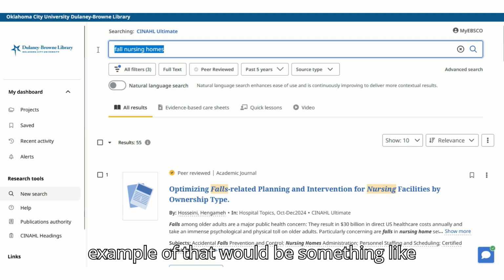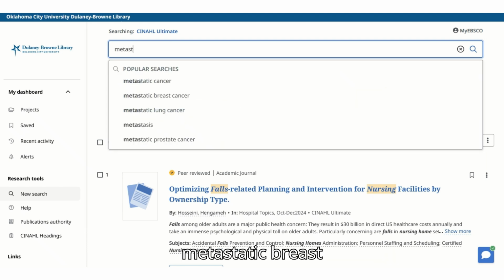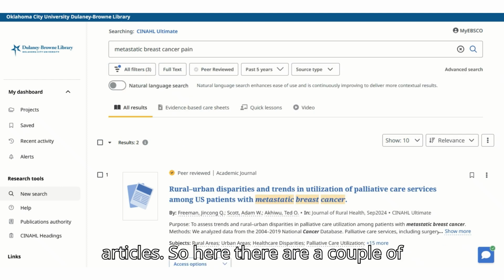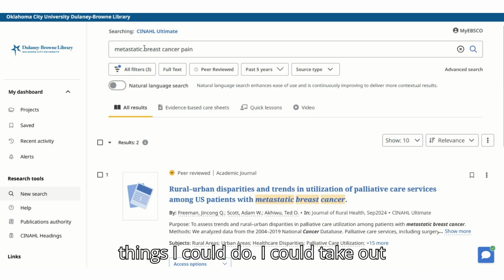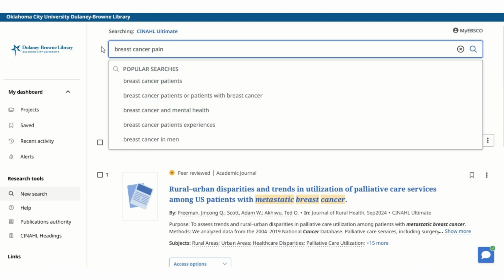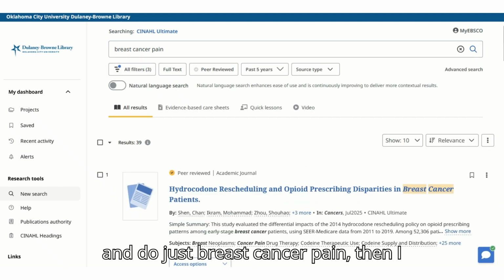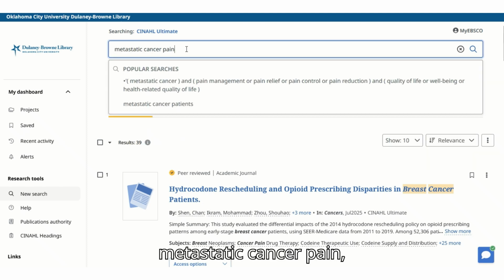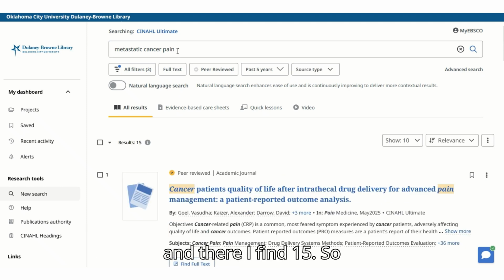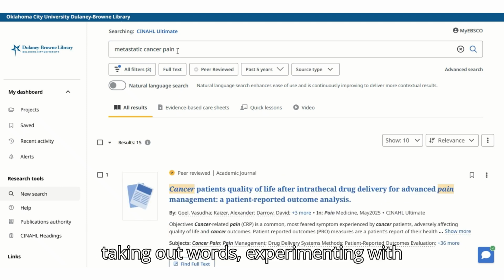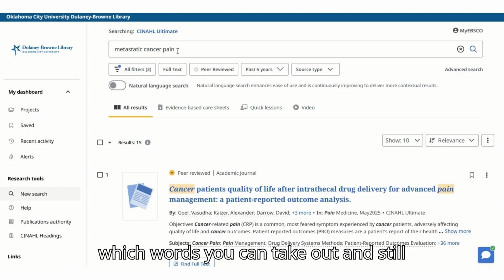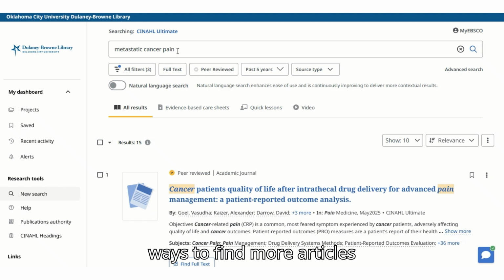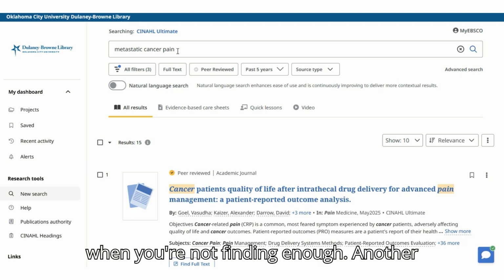Another example of that would be something like metastatic breast cancer pain. Only found 2 articles. So here there are a couple of things I could do. I could take out metastatic and do just breast cancer pain. Then I find 39. Or I could make it metastatic cancer pain. And there I find 15. So taking out words, experimenting with which words you can take out and that still give you what you want, are a couple of ways to find more articles when you're not finding enough.